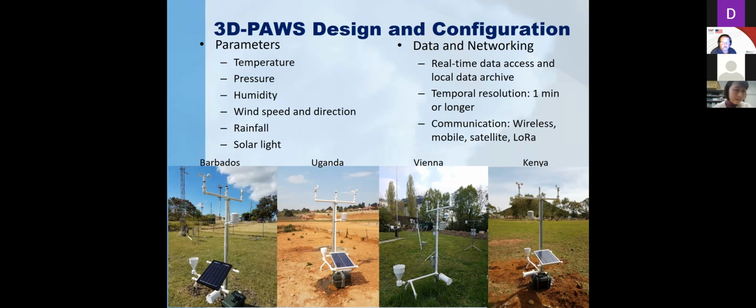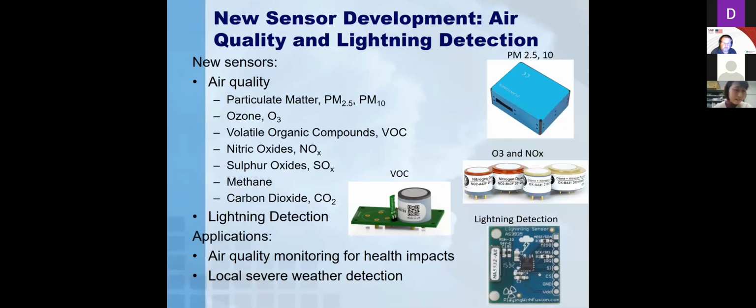Some of the new and exciting developments that we've developed in more recent years: there's been a lot of interest, including on our 3D printed automatic weather station observation, to include air quality. So we've developed technology that integrates air quality measurements, looking at particulate matter, ozone, volatile organic compounds, the different nitric oxides, sulfur oxides, methane, and carbon dioxide.